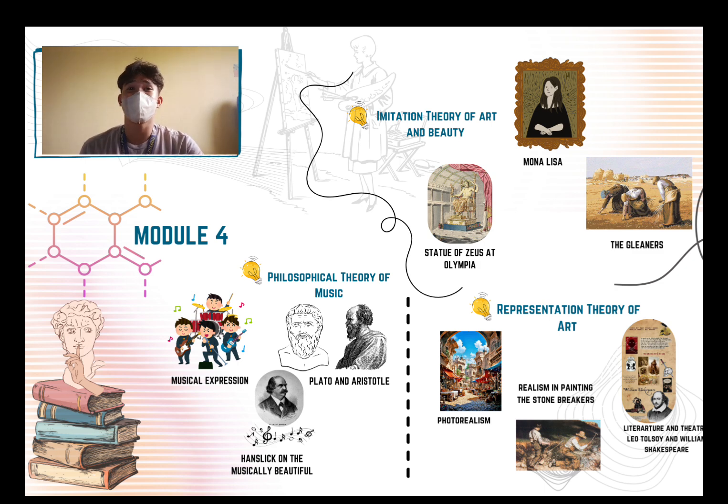Overall, the representation theory of art is the ability to provide a realistic depiction of the world and the human experience, emphasizing accuracy, detail, and the communication of ideas and emotion. And by that, I have three examples here. The first one is photorealism, which was in modern art.